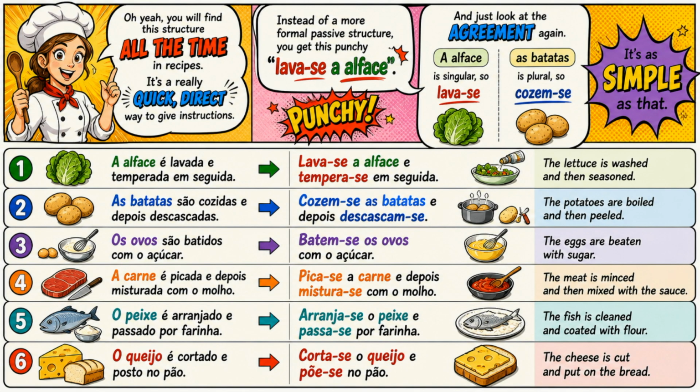Oh yeah, you will find this structure all the time in recipes. It's a really quick, direct way to give instructions. Instead of a more formal passive structure, you get this punchy "lava-se alface." And just look at the agreement again. "A alface" is singular, so "lava-se." But "as batatas" is plural, so "cozem-se." It's as simple as that.